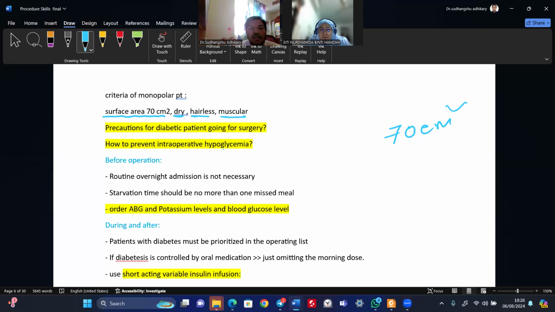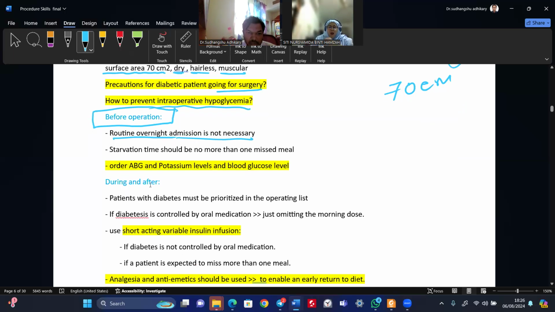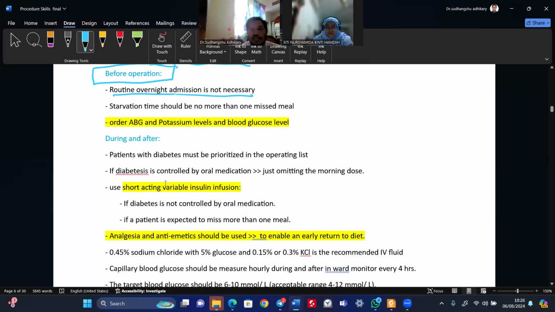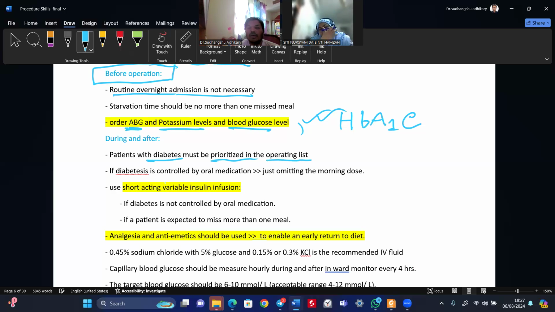And precautions for a diabetic patient going for surgery. How to prevent intraoperative hypoglycemia? Before operation, routine overnight admission is not necessary. Starvation time should not be more than 1 meal. Order ABG and potassium level, very important, this one we must not miss. Also HbA1c. Order ABG, potassium level, blood glucose level, and HbA1c. Patient with diabetes must be prioritized in the OT list.